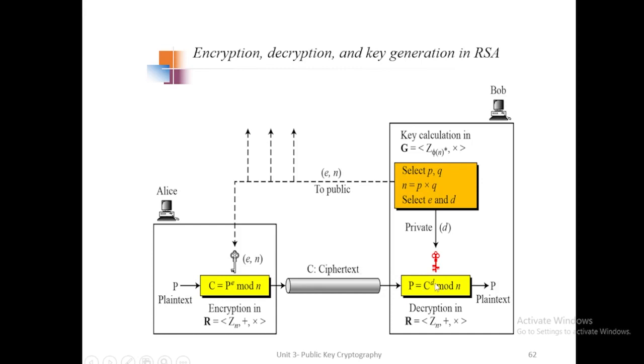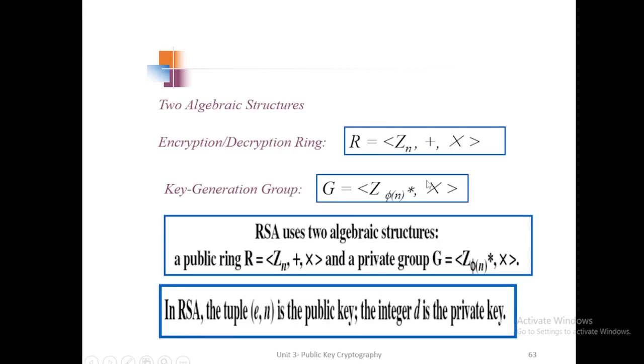So Bob needs to calculate a private key value. He will get a public key and n value from the user side. Select P and Q, where n is equal to P into Q. If Bob needs the private key, he will calculate D. The formula is E into D mod phi of n, which should be equivalent to 1. According to that, he will select the private key value for calculation of plaintext. So this is the encryption, decryption and key generation of the RSA algorithm.